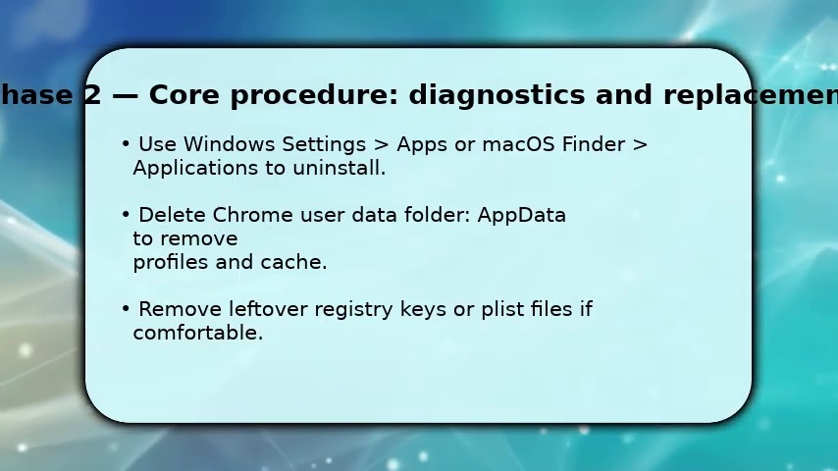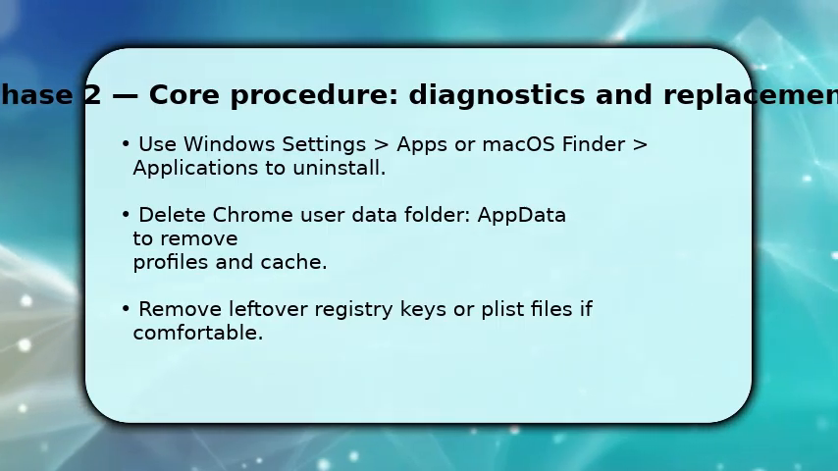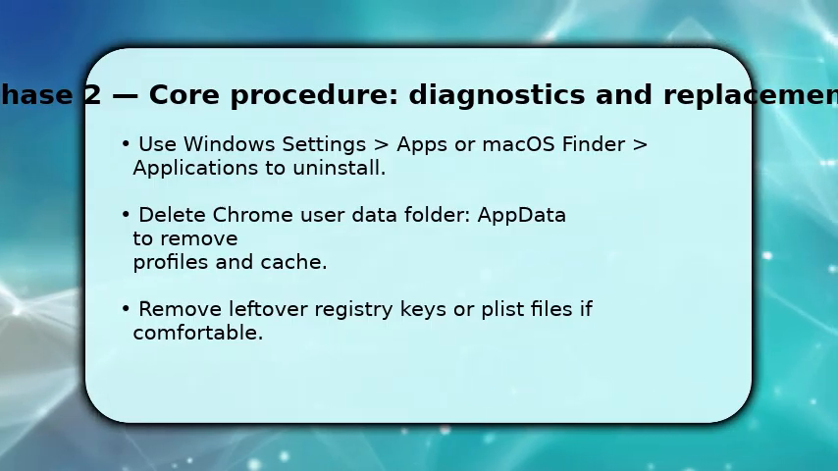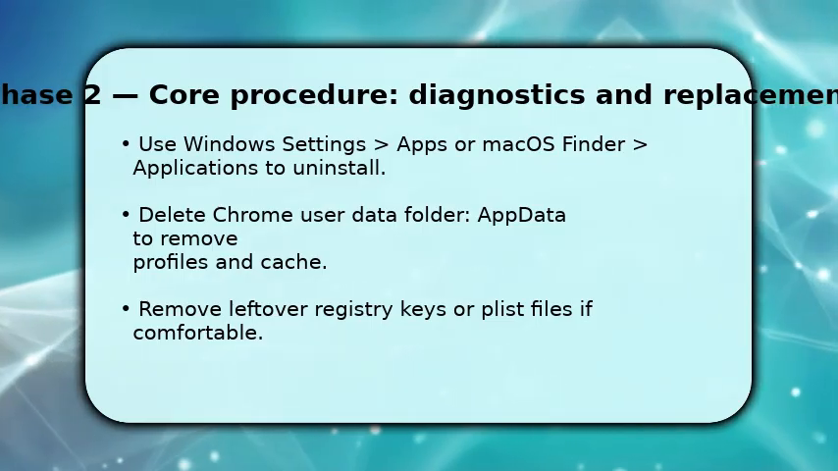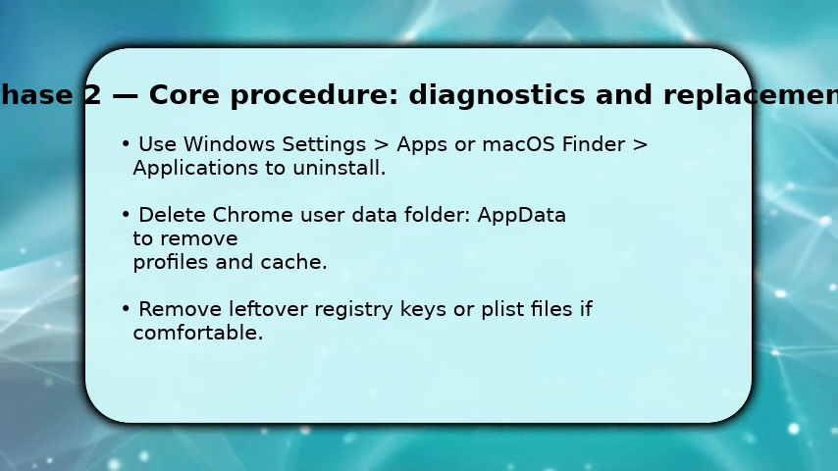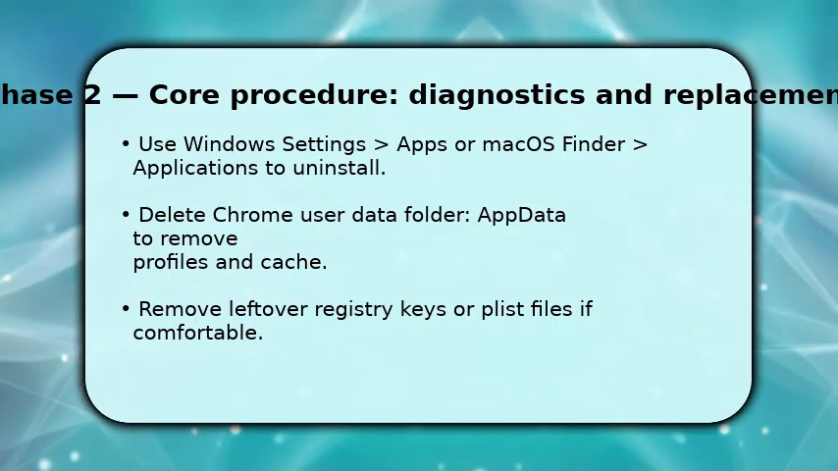On Windows, delete %LocalAppData%\Google\Chrome\User Data. On Mac OS, delete ~/Library/Application Support/Google/Chrome. If you know what you're doing, clean leftover registry keys or plist files to fully remove settings. You finish by rebooting. This finalizes file locks and registry changes.